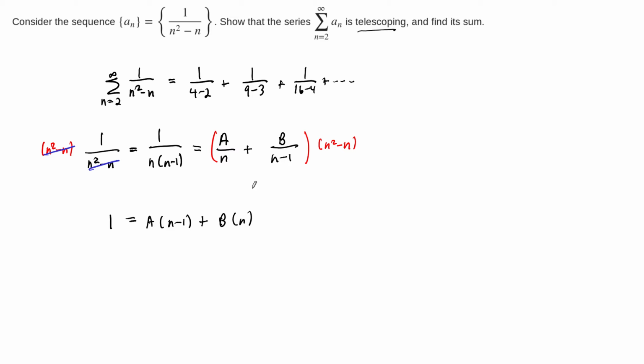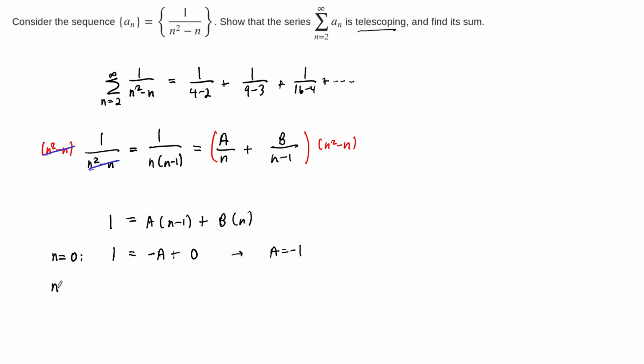And this equation must be true for all values of n. And it actually must even be true for the values of n which make this fraction undefined. So we can plug in what we call convenient values for n. So when n is 0, the left-hand side is still 1. There's no n's here. It's always going to be 1. This side becomes minus a times negative 1, plus 0. And so this tells us that a is equal to negative 1.